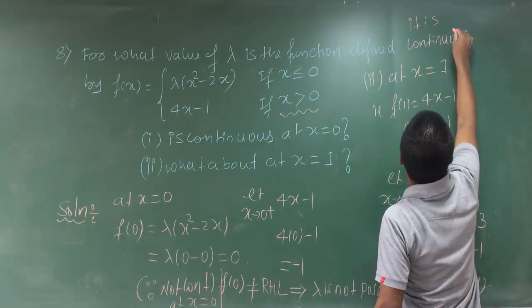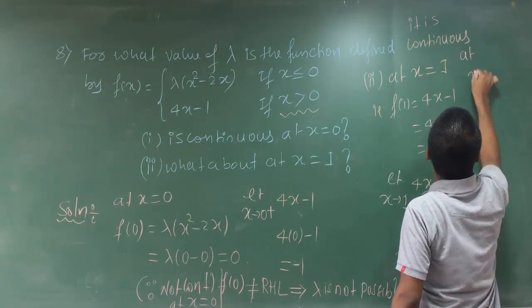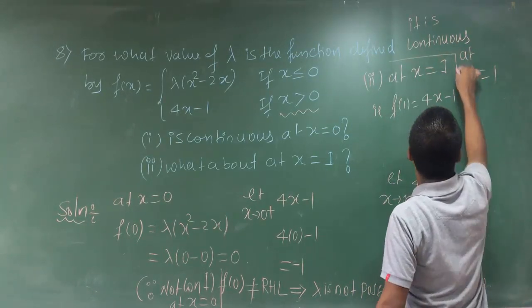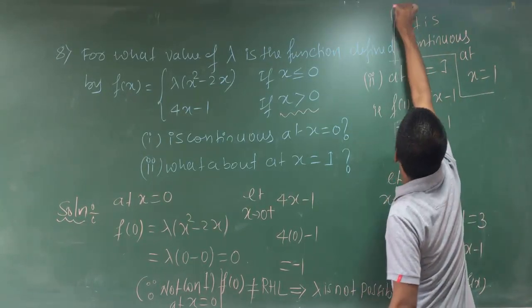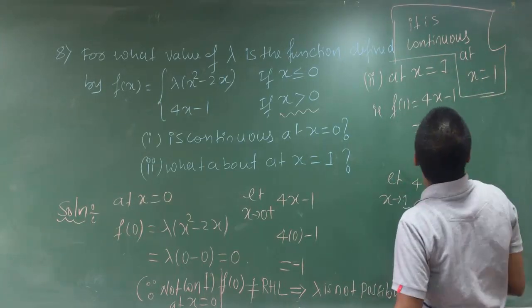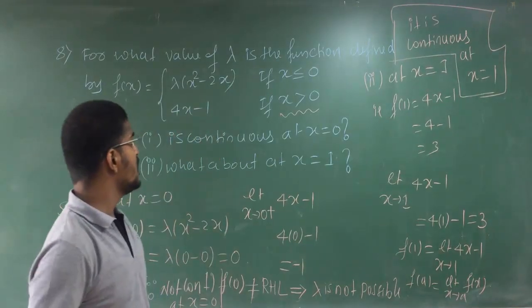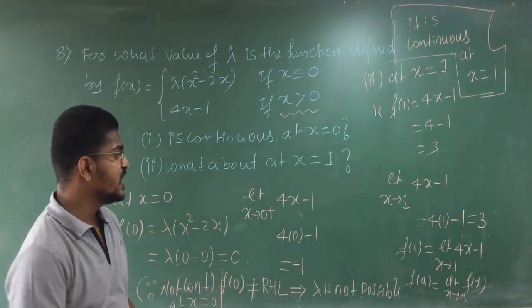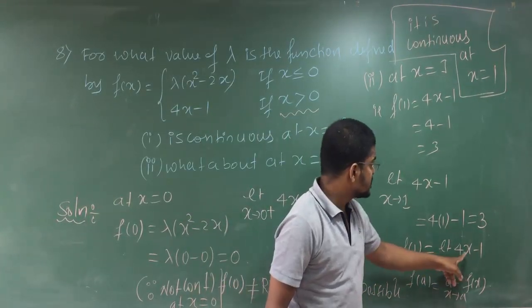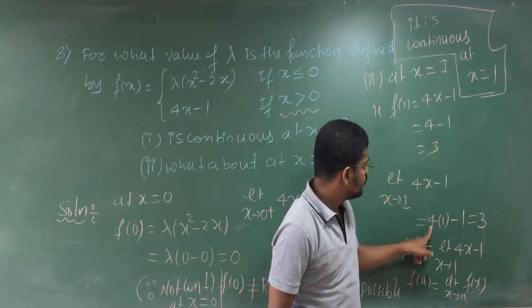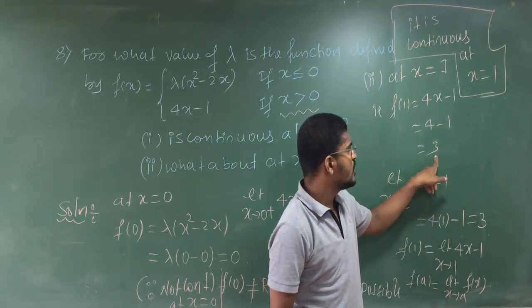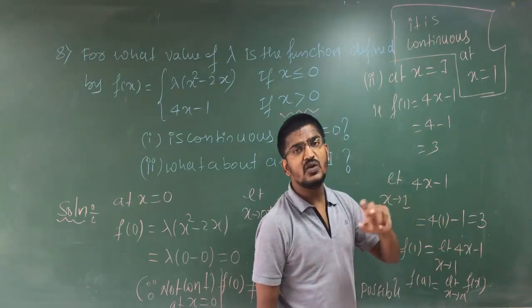It is continuous at x equal to 1. And now what about lambda? See, in this equation you don't have lambda. 4 times 1 minus 1 equal to 3. Here you have 3 equal to 3. Here you have no lambda.